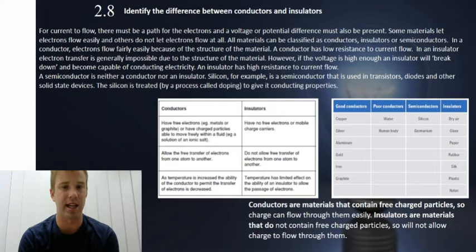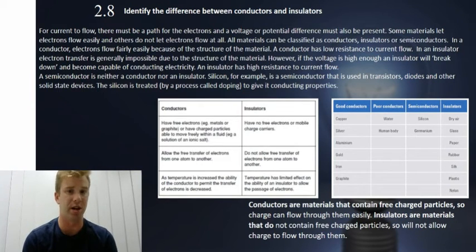So conductors allow transfer of electrons from one atom to another, while insulators do not. So for current to flow, there must be a path of electrons, and voltage or potential difference, which we learn in 2.7, to be present. So some materials, conductors, as I just mentioned, allow electrons to flow, while insulators do not.